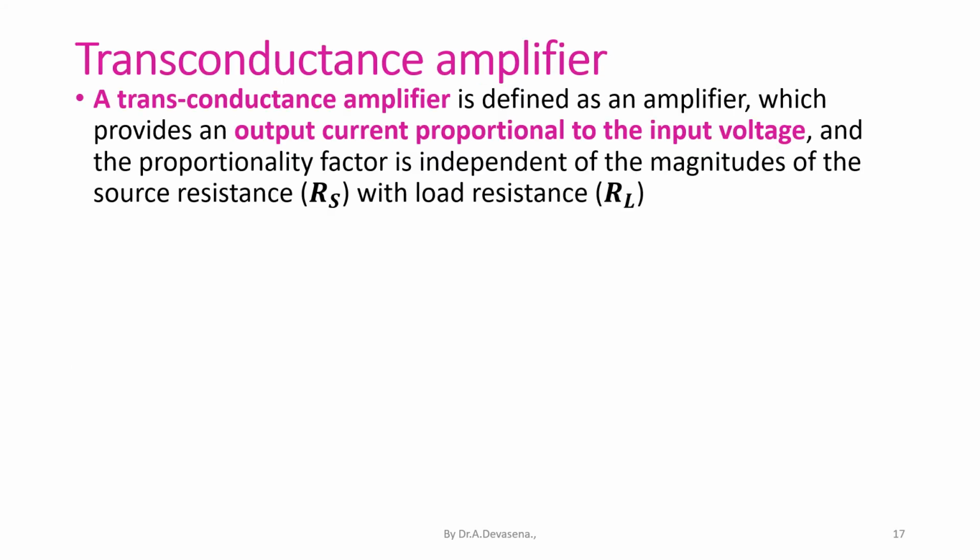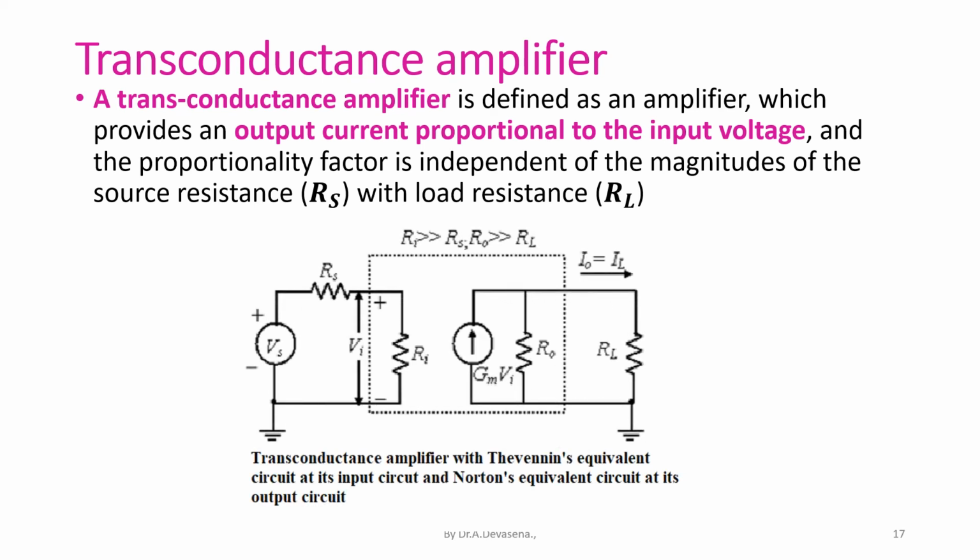Transconductance amplifier. A transconductance amplifier is defined as an amplifier which provides an output current proportional to the input voltage, and the proportionality factor is independent of the magnitudes of source resistance Rs and load resistance RL. Here is the representation of the transconductance amplifier. It has a Thevenin's equivalent circuit at its input side and a Norton's equivalent circuit at its output side, as represented in the diagram.